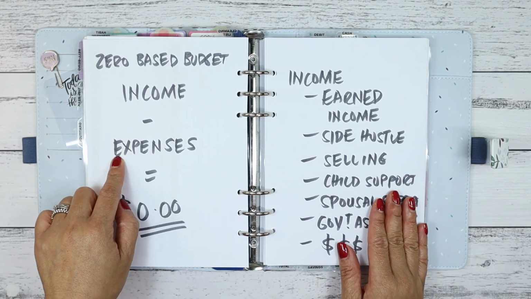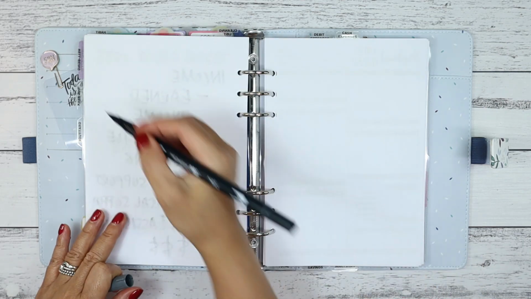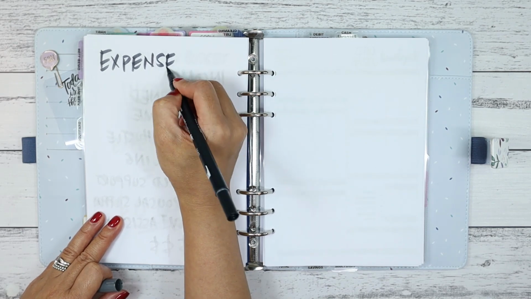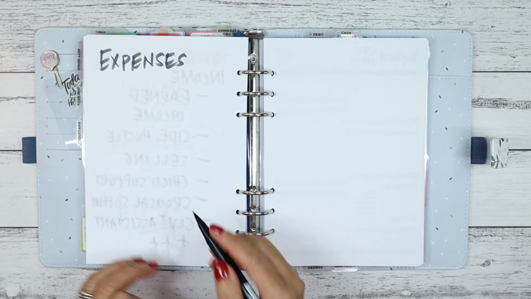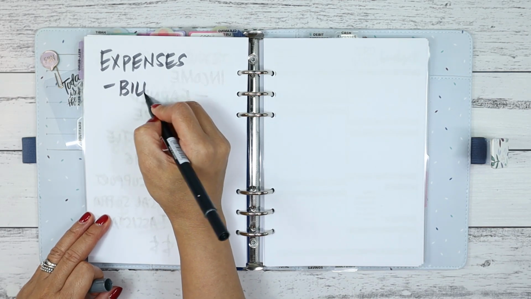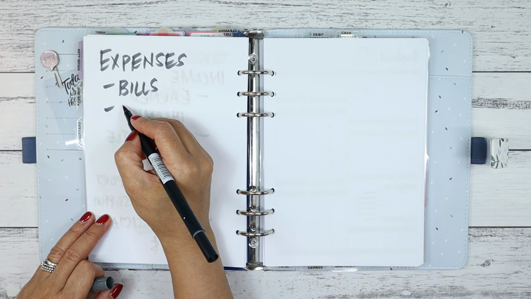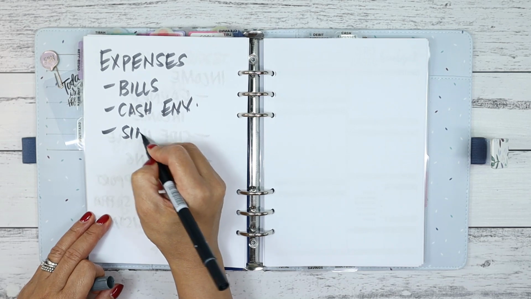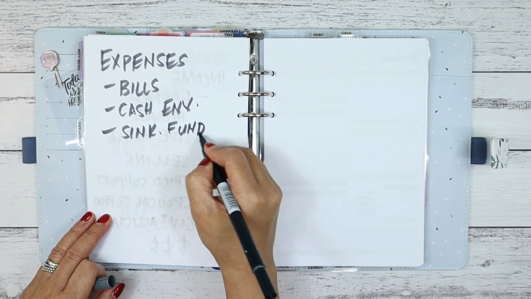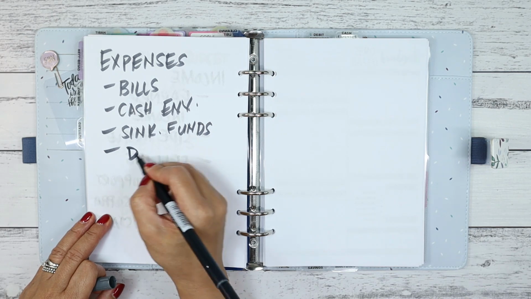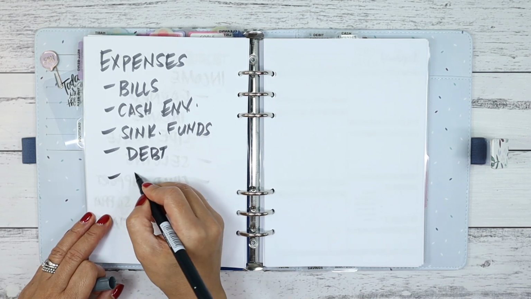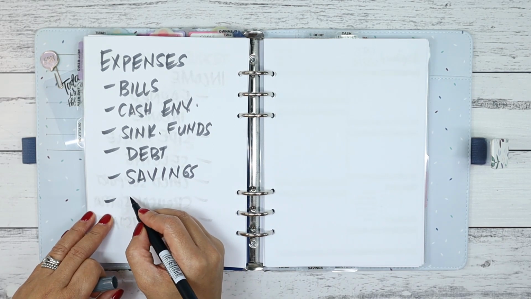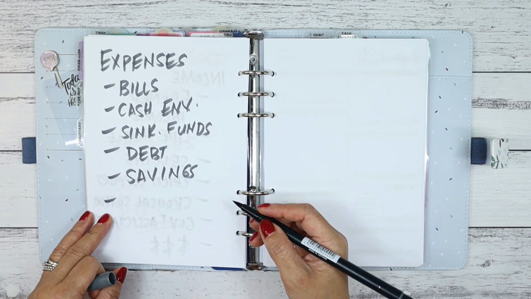Now, what does expenses mean? Expenses does not mean that it's all the money that you spend. So expenses can include your bills. It includes any money you put into your cash envelopes, any money you put into your sinking funds, any money you put towards your debt, money towards your savings, and any other money that you want to use to spend on fun stuff.